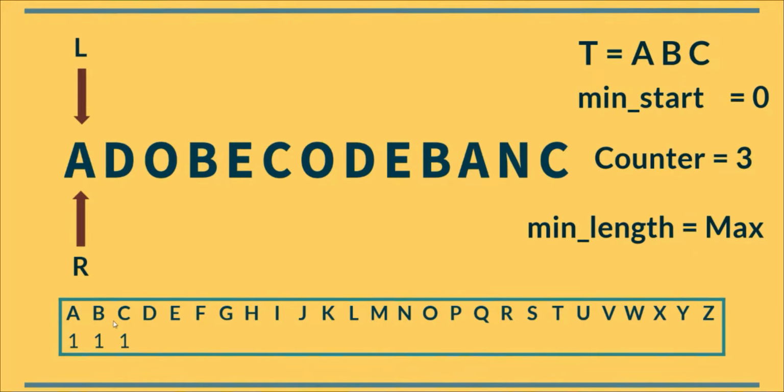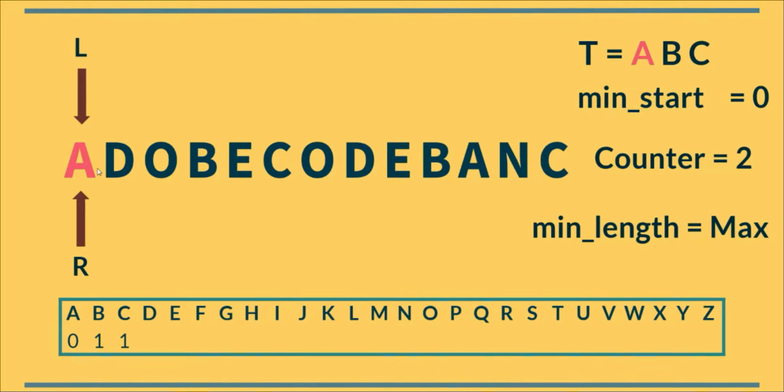So, we also initialize our hash map with characters and their occurrences of characters present in string T. So this is our initialization process. The min length variable is initialized to int max, or the maximum possible value. Now let's look at the dry run.